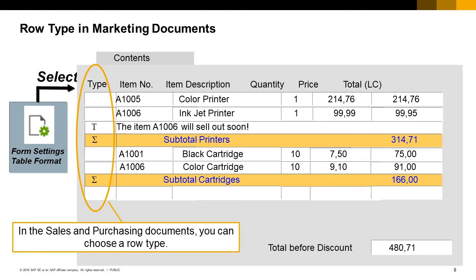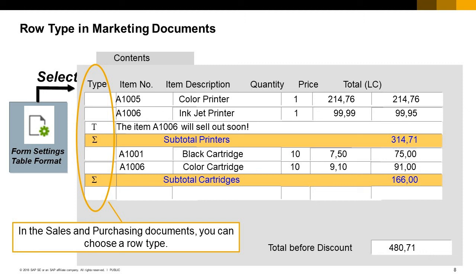When the document is copied to a target document, a user can decide if the alternative item should remain or be deleted. You can change the format of any row in the Contents tab of any SAP Business One purchasing document to insert text or a subtotal of the preceding row. Simply click on the drop-down list in the Type field and select T for text, or S for subtotal.